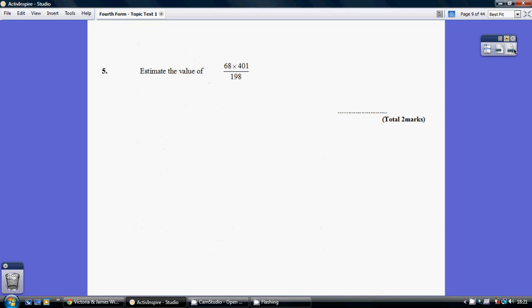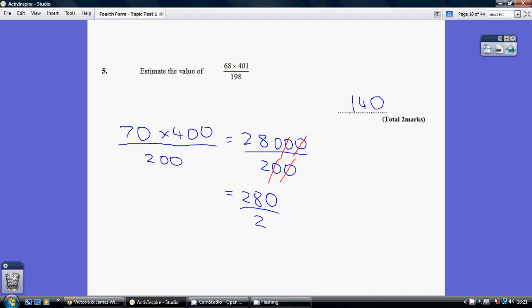Now question 5. So remember, when we're estimating, start off by working out each number to one significant figure. Only one figure is allowed not to be a zero. So 68 becomes 70, 401 becomes 400, 198 becomes 200. Look, 1, 1, 1. One figure, not a zero.